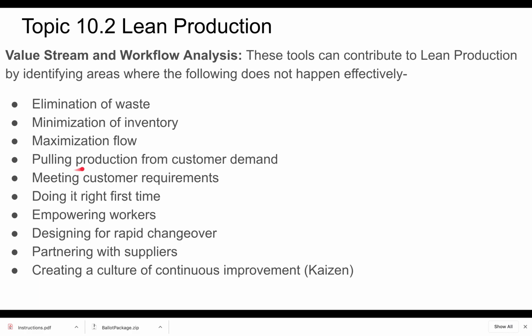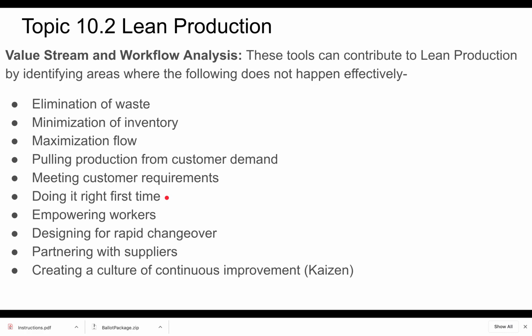You want to make sure that you are pulling production from customer demand. You're not making more than you need, you're making just the right amount. That matches the demand of the customer, because if you're producing too much, then you're going to have more inventory and more waste, and you're also not maximizing flow. These kind of feed on each other. You need to meet customer requirements. This goes back to minimizing waste. If you produce something and it doesn't meet what the customer requires, then you've just wasted stuff. So you've created waste, and that goes back way up. These things feed on each other, like I keep saying.